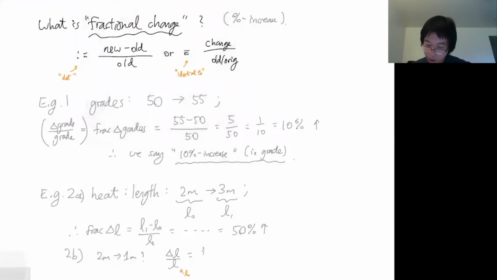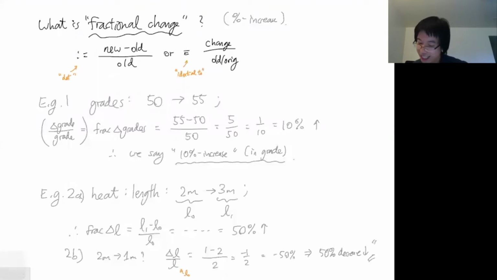So let's do new minus old. New is 1 meter, old is 2 meters, and original is what? 1 or 2? 2. So what's the result? 1/2 minus 1/2, and that is minus 50%. What does that mean? That's a minus 50% change. This symbol means implies, it means it's a 50% decrease, right?